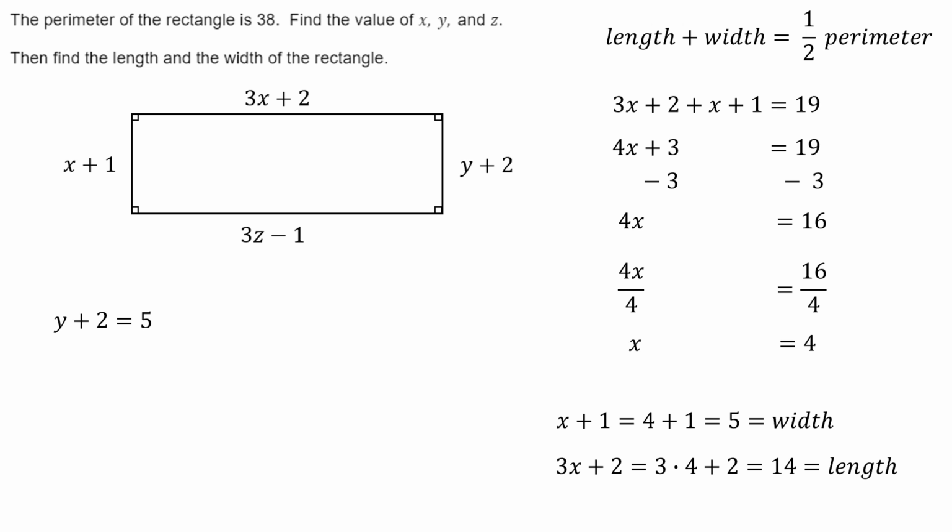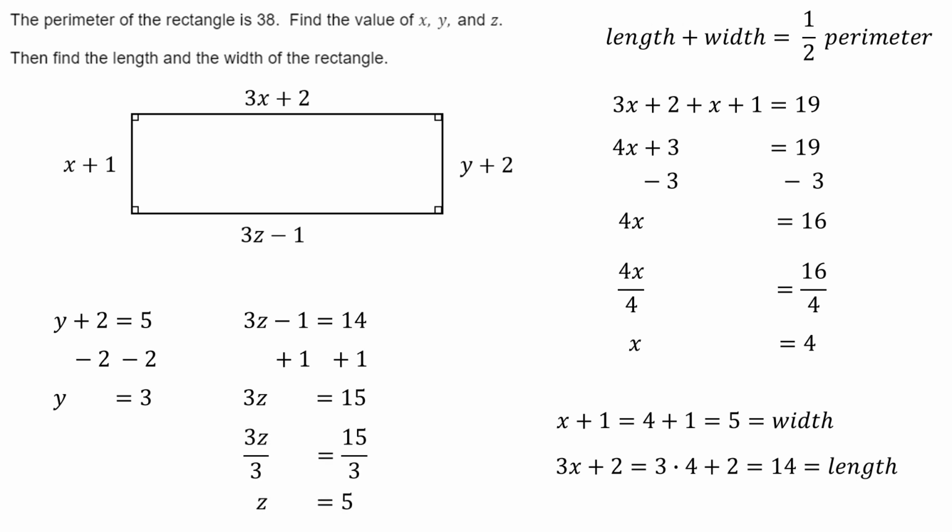I now know that y plus 2 has to be 5. I can quickly figure out that y has to be 3. A little bit slower. I know 3z minus 1 is 14. Opposite of subtraction is addition, so let's add 1. Opposite of multiplication is division, so let's divide by 3. And now I know the value of x, the value of y, the value of z. I know the width, and I know the length.